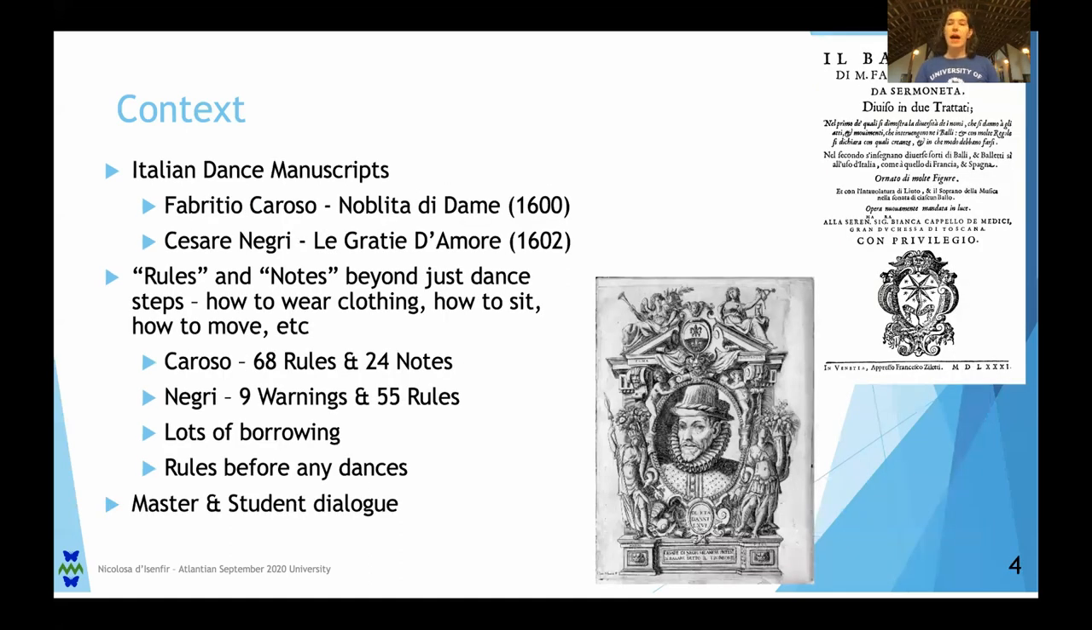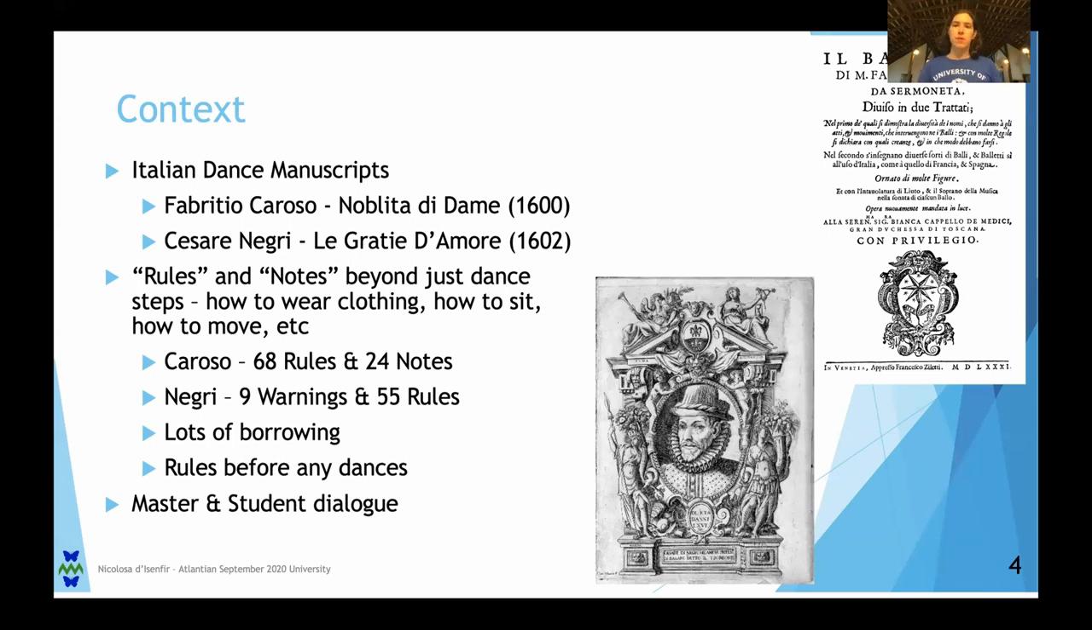For today's class, I'm just going to cover two Italian dance manuscripts, Fabrizio Caroso's Nobiltà di Dame in 1600 and Negri's Le Grazie d'Amore in 1602. There are a few other dance manuscripts available from the 1500s that give different rules. When putting together this class, I realized there was too much material and I didn't want to get into the comparison of rules. So I wanted to take contemporaries and really focus us in during this time frame. Frankly, I already had to cut out some fantastic rules. So let's really just enjoy these.